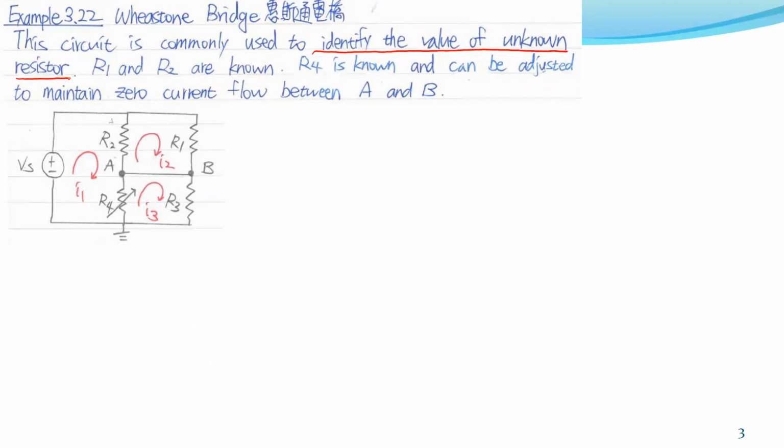So in this configuration, we have a voltage source and three known resistors. They are R1, R2, and R4, and they are known. But R3 is here. R3 is the resistor that we want to measure its resistance.